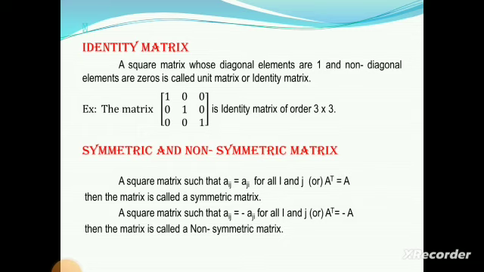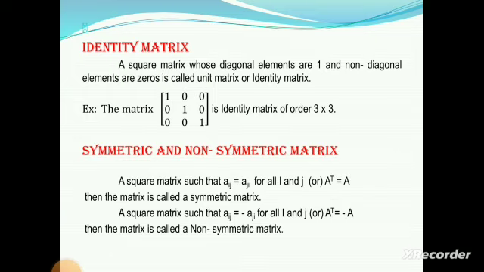We already know what a diagonal matrix is. In a diagonal matrix, the leading diagonal elements can be any value, but all the other elements must be 0. If the diagonal elements are 1, then it is said to be the identity matrix. So we can have the example of an identity matrix of order 3 cross 3. You can see that the diagonal elements of this matrix have only the number 1, and the other values are 0.